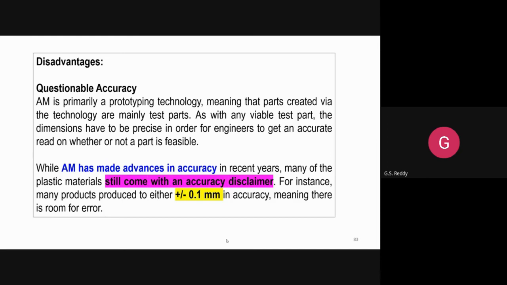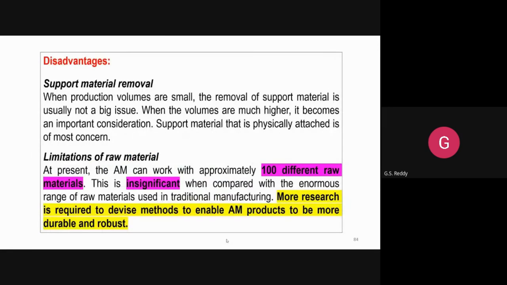But they also attach a string, that is, an accuracy disclaimer. That means they are not responsible for the accuracy being mentioned. So this is causing concern, but in certain areas they have accomplished the accuracy with certain confidence. But when you have this kind of statement, we have to be careful.